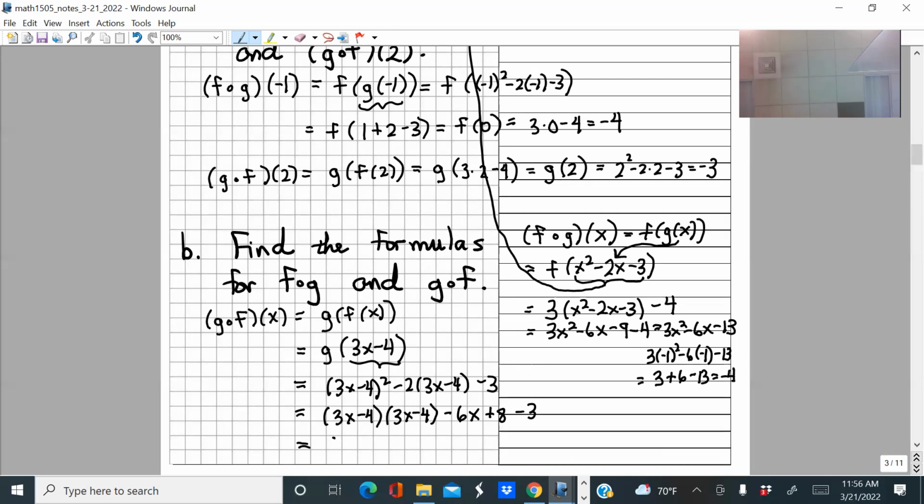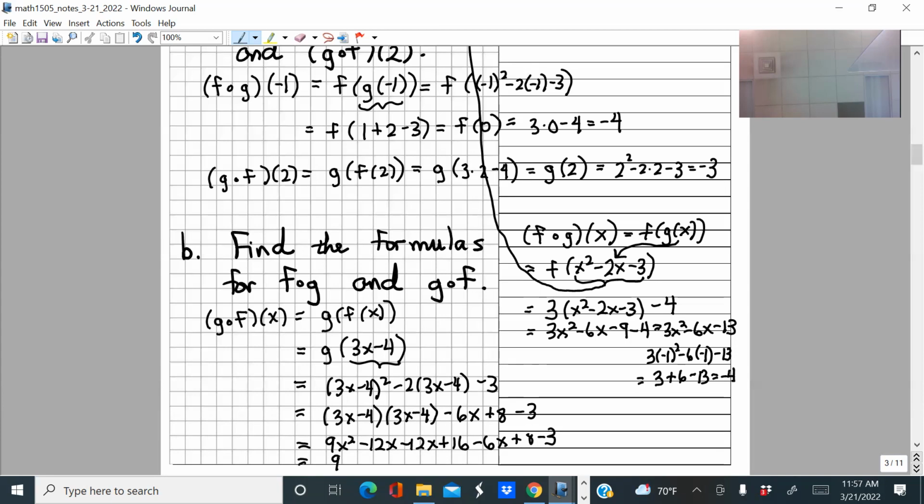So 3x times 3x is 9x squared. 3x times minus 4 is a minus 12x. Minus 4 times 3x is another minus 12x. And then minus 4 times minus 4 is plus 16. And now you're just adding like terms together.